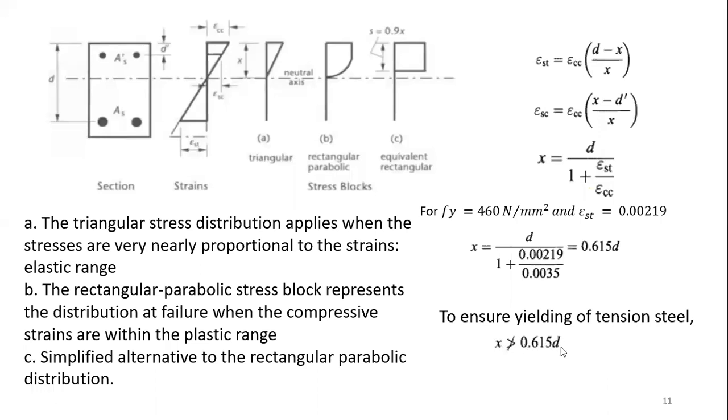If you want to determine effective depth, you know the neutral axis must not exceed 0.615D. However, BS 8110 wants to be very conservative. They often limit it to 0.5D. That is, the neutral axis must not be more than 50% of the effective depth of the tension bar.